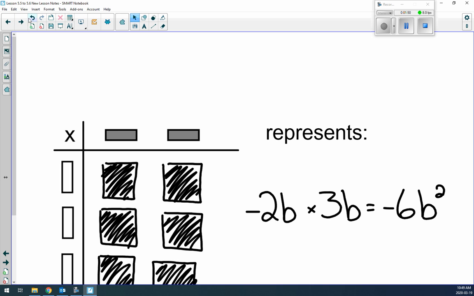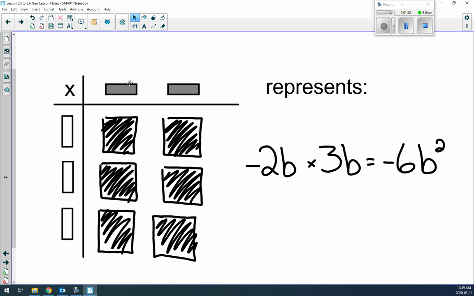So now we have, again, remember dark ones, right? Negative 2b and positive 3b multiplied together. These are all negative now, so we end up with negative 6b squared. Okay, go to the next page.